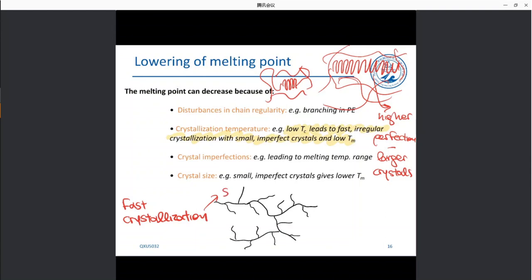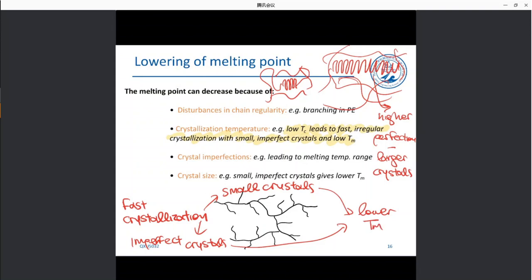So we have small crystals, and we also have imperfect crystals, and both of these lead to lower Tm, okay? That's what I'll say here: crystal imperfections lead to a melting temperature range.